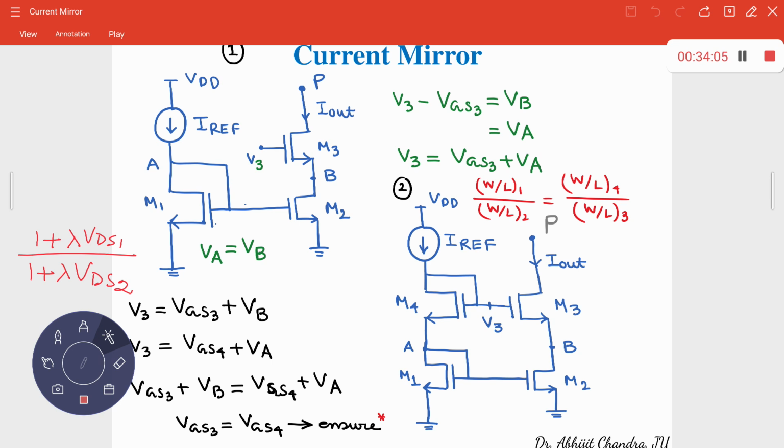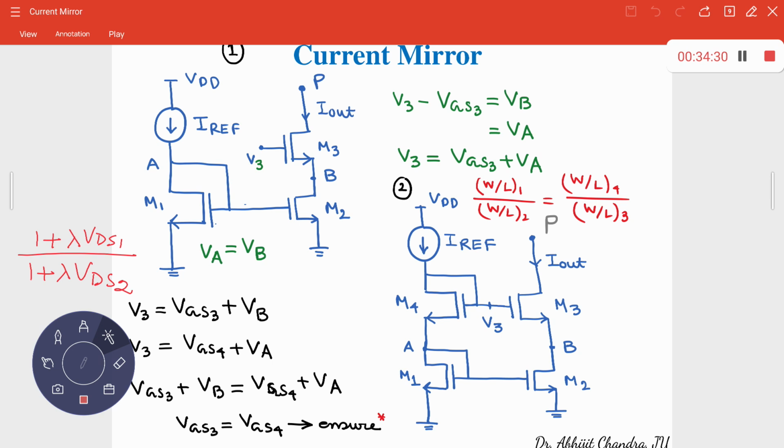Therefore, VGS3 plus VB is equal to VGS4 plus VA, and I have to ensure that VB is equal to VA. That means you have to make sure that VGS3 must be equal to VGS4. How can I make sure? Remember, the current which is flowing through this path is I reference. The current which is flowing through this branch is equal to I out.